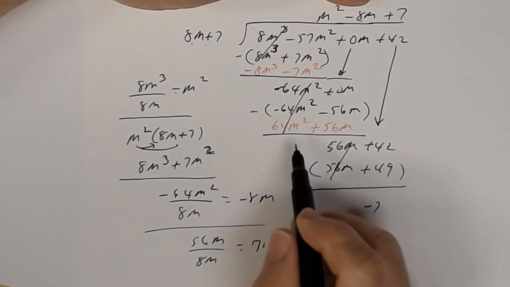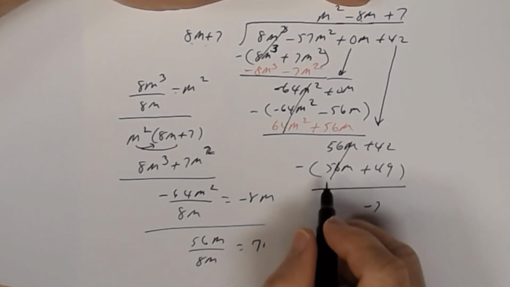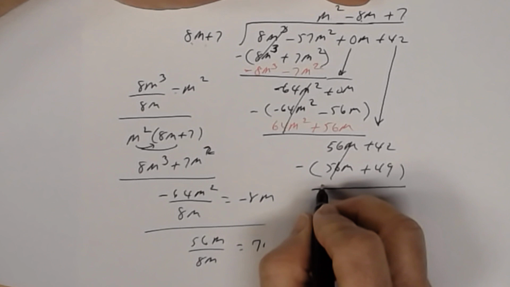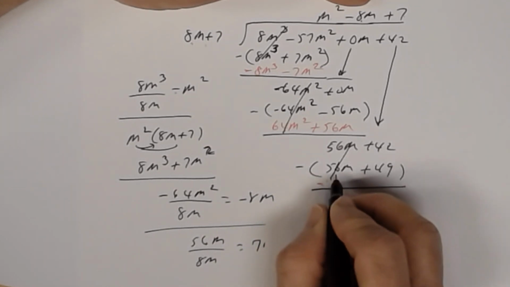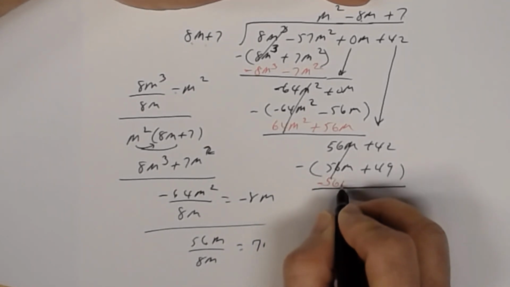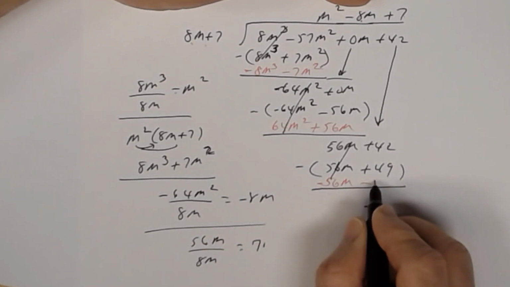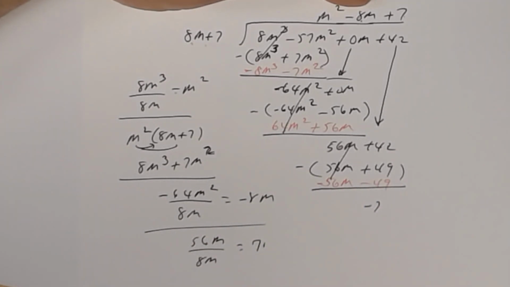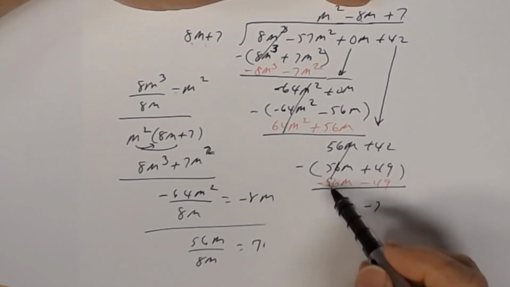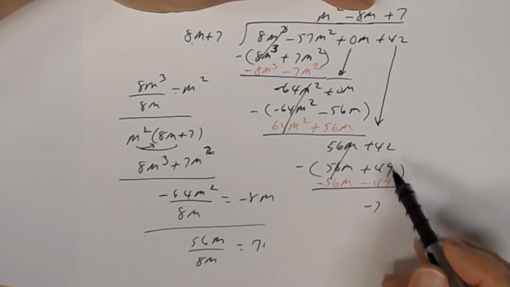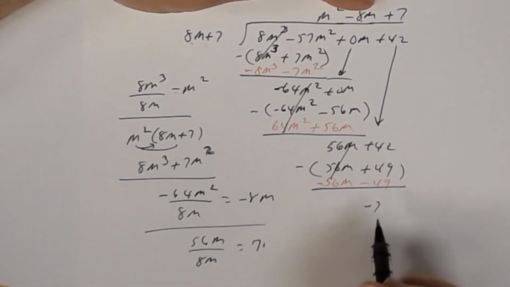Now remember, if you need to rewrite it like you did here, that's fine. The opposite of negative 56m is the opposite of a positive 56m, which is a negative 56m. The opposite of a positive 49 is a negative 49. All right, and now you see that 56m and negative 56m is 0. 42 and a negative 49 is a negative 7.